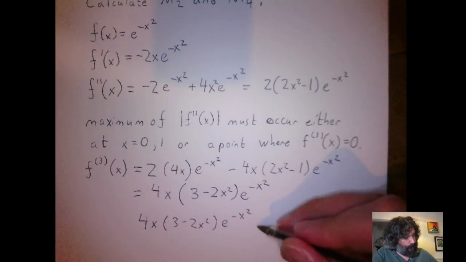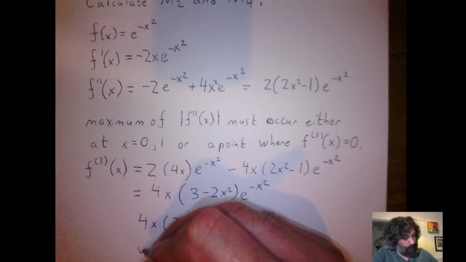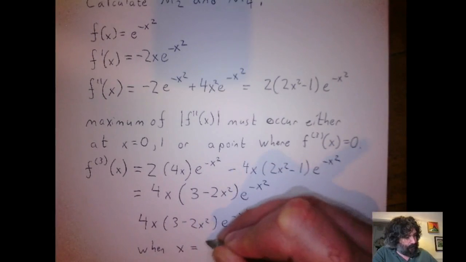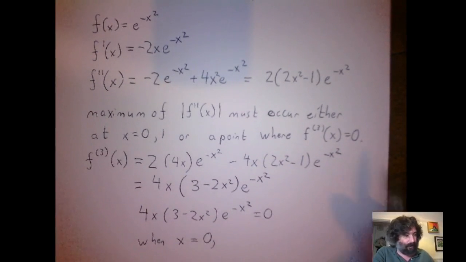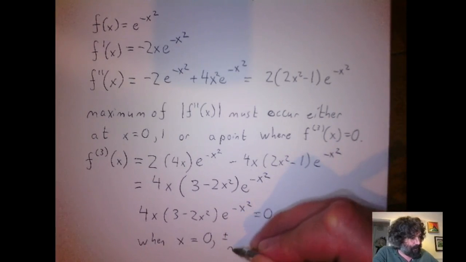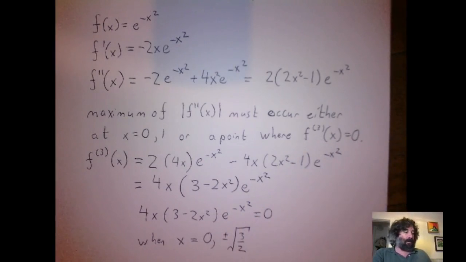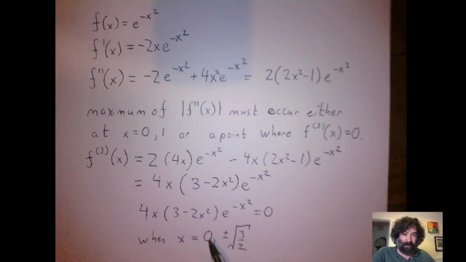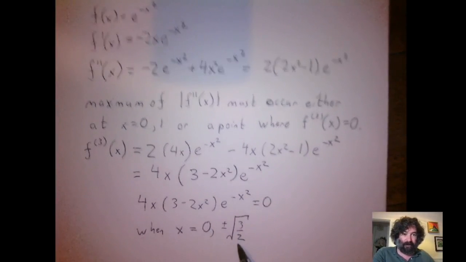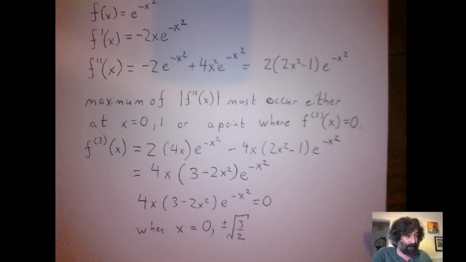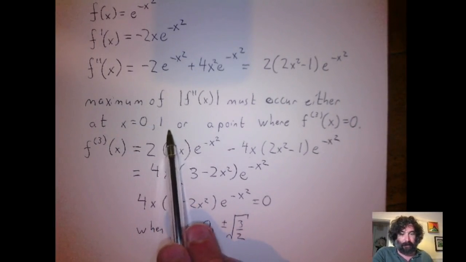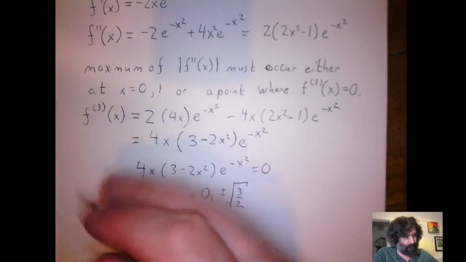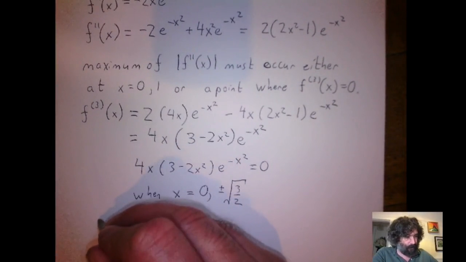This is equal to 0 when x is equal to 0, right, so that if this x here is 0, or this 3 minus 2x squared is 0, and that happens when x is either plus or minus the square root of 3/2. Okay, so the points where the third derivative is 0 are x equals 0 and plus or minus the square root of 3/2. Now the square root of 3/2 is not in the interval from 0 to 1 where we're integrating, so we don't have to check these ones to see if they're maximum. So the only points where the maximum of the second derivative could occur are the points 0 and 1. And so let's check the value of the second derivative at those 2 points.